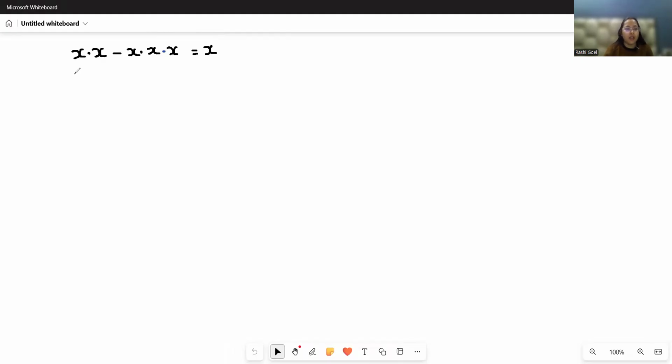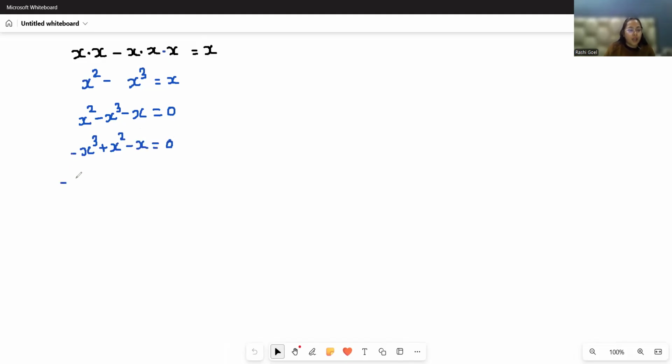So let's solve it. I can write x·x as x square, minus x·x·x as x cube, equal x. Now move all the terms to one side. So x square minus x cube minus x equals 0. So minus x cube plus x square minus x equals 0.